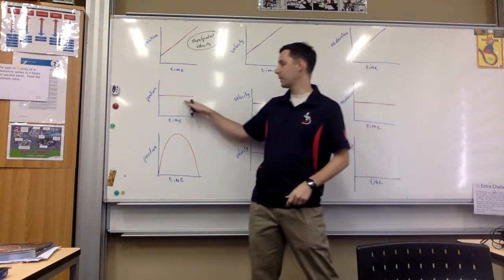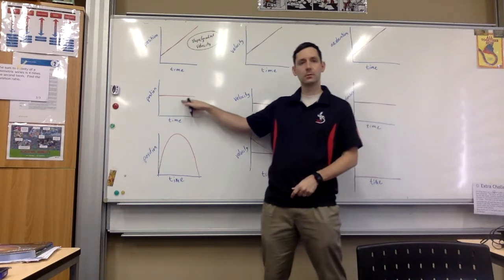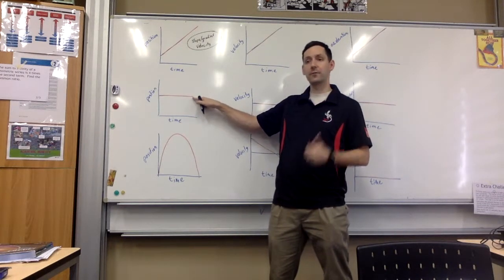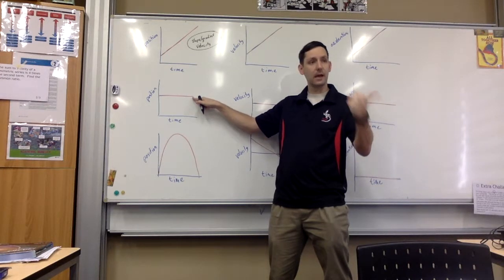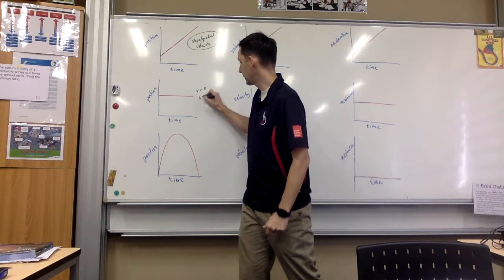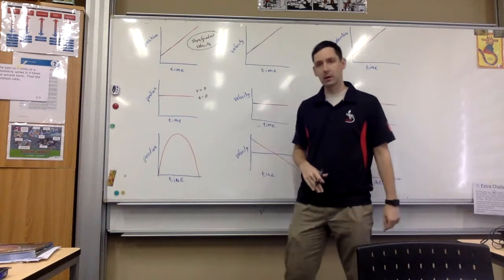All right, what can you tell me about this one? Its position is the same. Position is the same everywhere, therefore velocity is zero and acceleration is zero. Okay, good. So we can get that from this graph. How about this one right here?